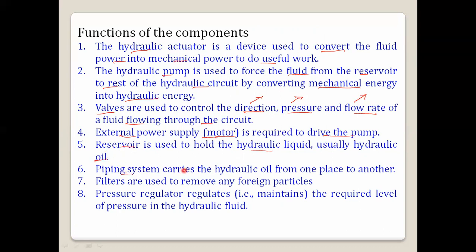Then comes the piping system. The piping system carries the hydraulic oil from one place to another. Then come the filters. To remove any foreign particles, that is, contamination, we use filters. Then comes the pressure regulator. The pressure regulator maintains the required level of pressure in the hydraulic fluid.